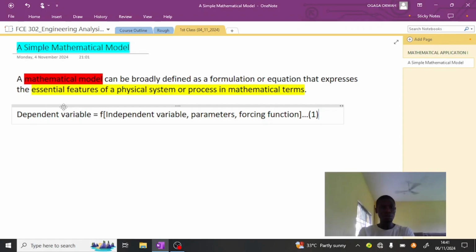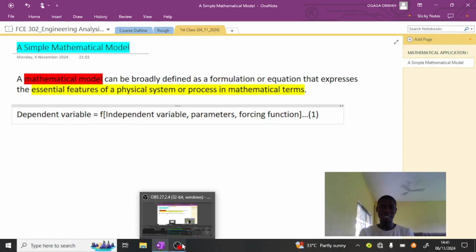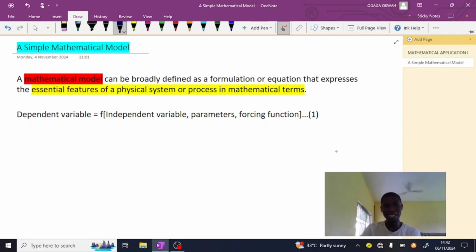The next thing we are going to do is define what we mean by dependent variable, independent variable, parameters, and forcing functions. When we say dependent variable, we are talking about a characteristic that reflects how a system behaves, or the behavior of a system.